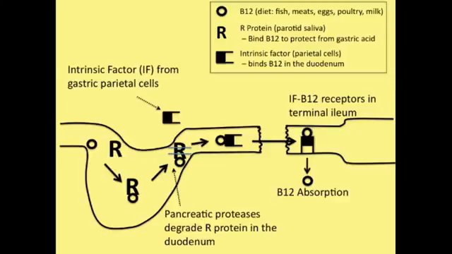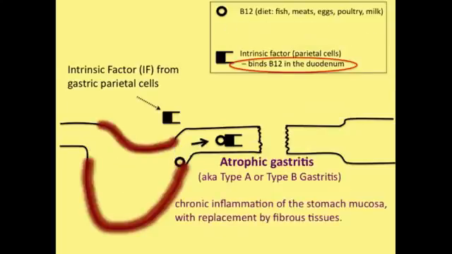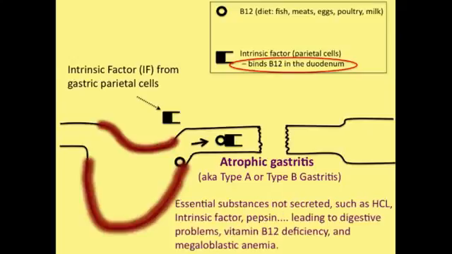And finally, we have a few more important disease mechanisms that can result in decreased vitamin B12 uptake. So here we have atrophic gastritis, types A and B. And remember that atrophic means that metaplasia has already begun to occur, where stomach mucosa is beginning to get replaced by fibrous tissue. And what does this lead to? Well, eventually, you're going to have essential substances not being secreted, like HCl, intrinsic factor, pepsin, and so forth. So this, again, is going to lead to digestive problems, vitamin B12 deficiency, and megaloblastic anemia.